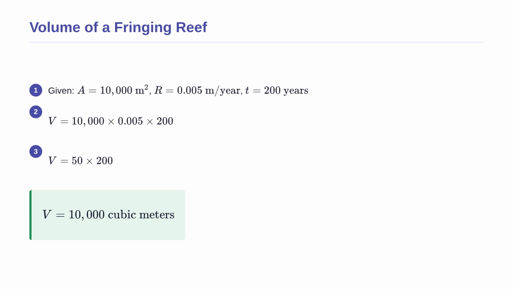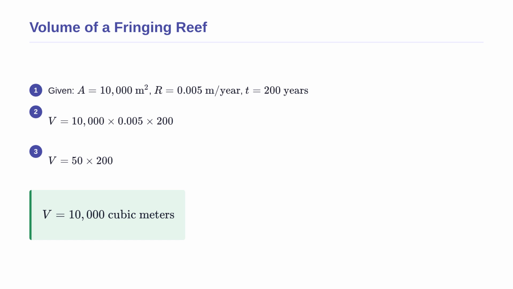Before we move on, let us see this volume formula with a concrete example. A small fringing reef has an active growing area of 10,000 square meters. Its vertical accretion rate is 0.005 meters per year. We want to calculate the total volume of solid limestone deposited over 200 years. We start by substituting our known values into the equation. Area is 10,000, rate is 0.005, and time is 200.